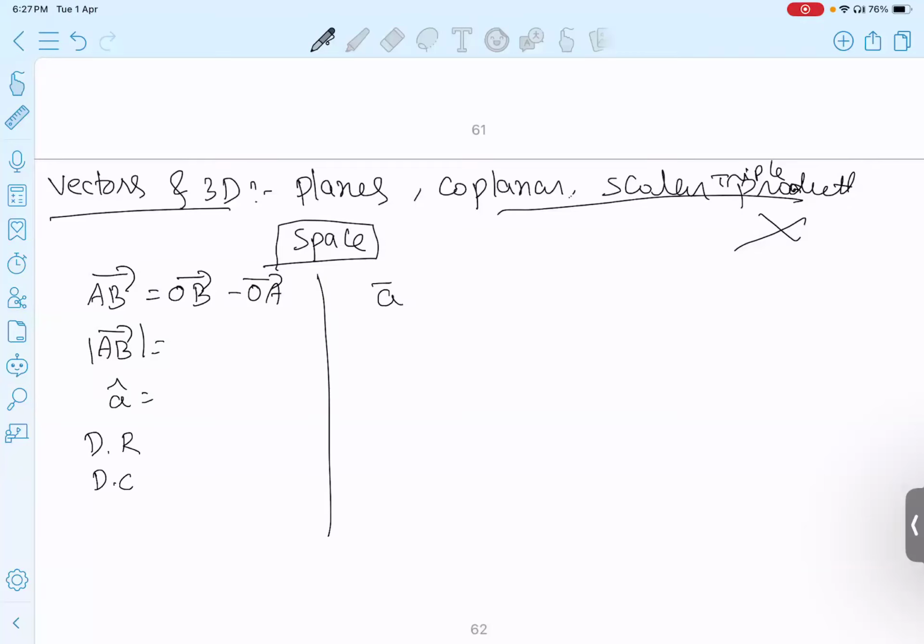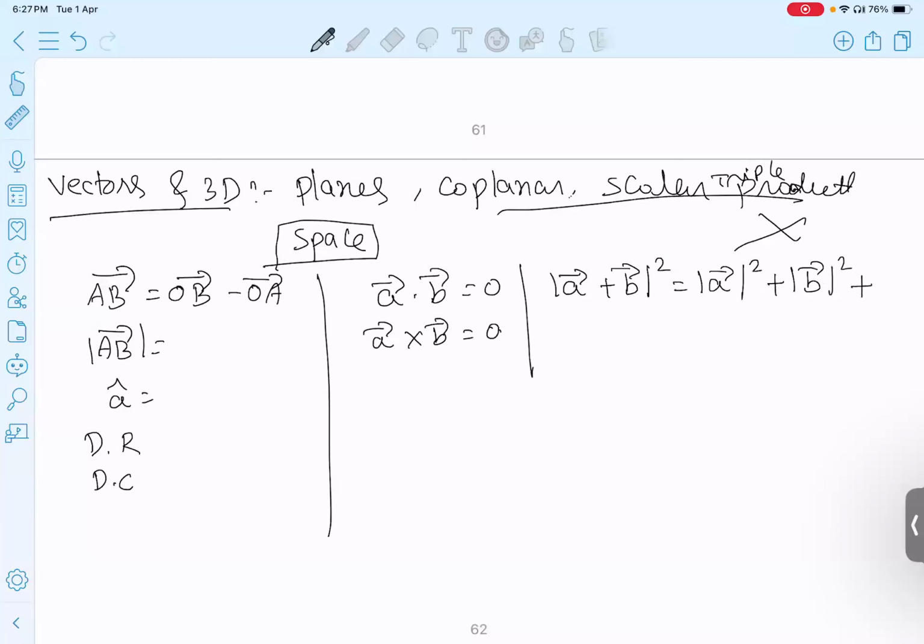When two vectors are perpendicular, their dot product is 0. If two vectors are parallel, then their cross product is 0. Also make a note, students: magnitude of A vector plus B vector squared is equal to magnitude of A vector squared plus magnitude of B vector squared plus 2 times A vector dot B vector. And also magnitude of A vector minus B vector squared is equal to magnitude of A vector squared plus magnitude of B vector squared minus 2 times A vector dot B vector.